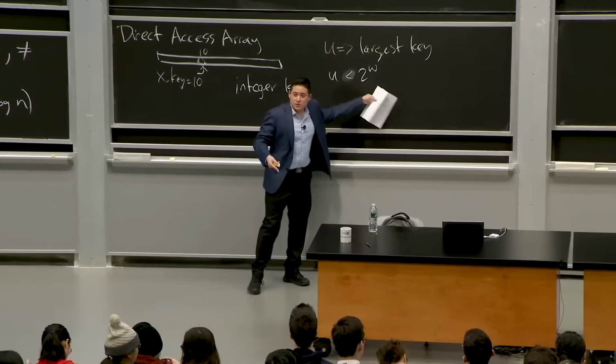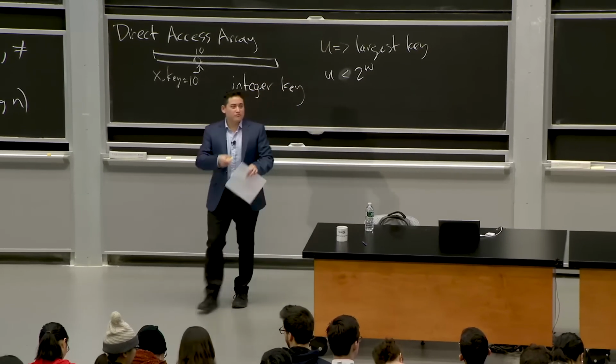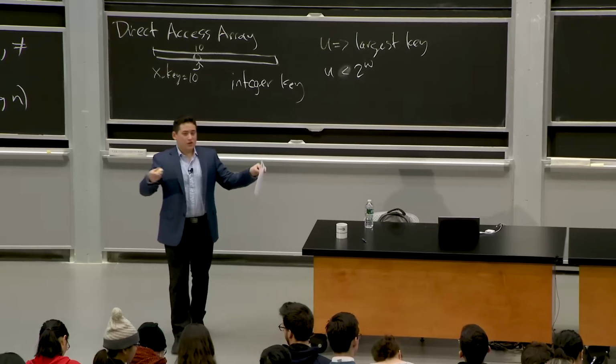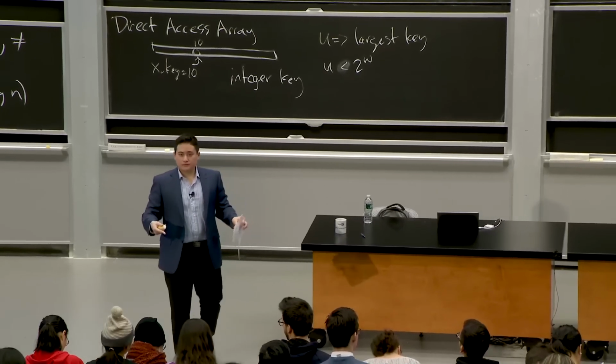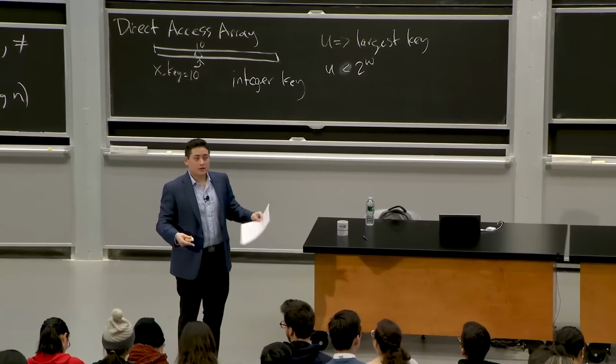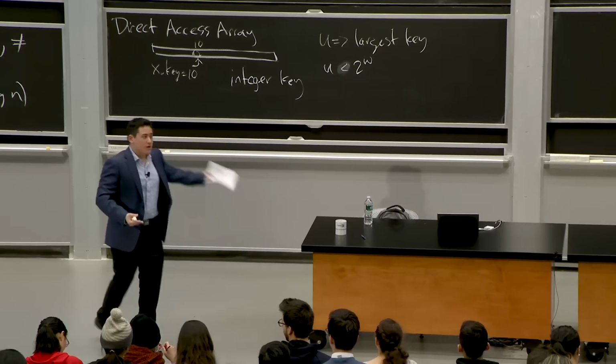W is the word size of your machine, right? The number of bits that your machine can do operations on in constant time. Any other questions? Okay, so we have this problem.